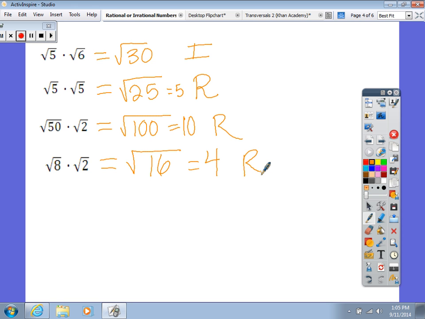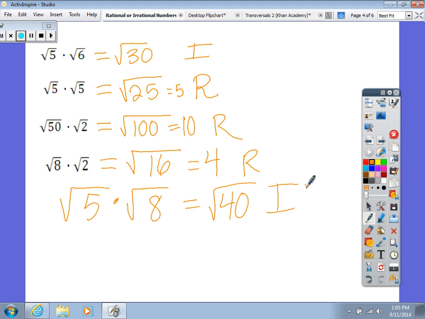Let me go ahead and give you a freebie problem. Freebie meaning that I'm creating it up right now. It wasn't really in the lesson. But if I had the square root of 5 times the square root of, I don't know, 8. All right? What's the square root of 5 times the square root of 8? Square root of 40. And would that be rational or irrational? Irrational. So that means the product is irrational.